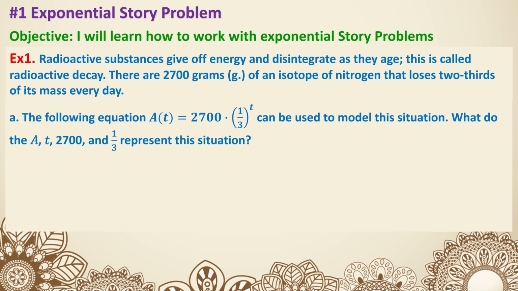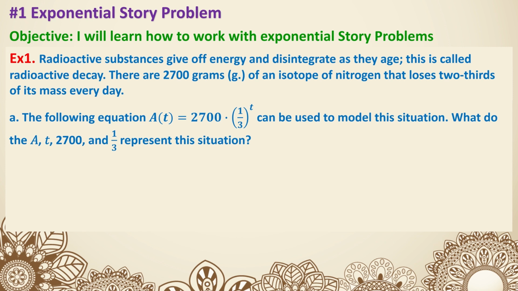Let's have a look. Example 1. Radioactive substances give off energy and disintegrate as they age. This is called radioactive decay. And this is also how we use half-life to determine how old something is. There are 2,700 grams of an isotope of nitrogen that loses 2/3 of its mass every single day. The following equation is A of t equals 2,700 times 1/3 to the t power.